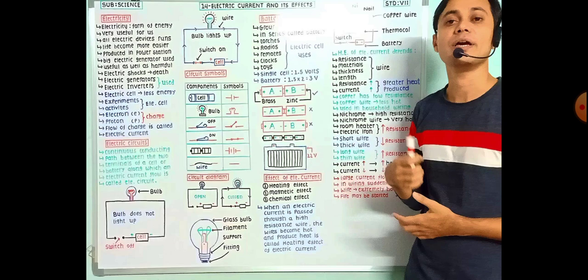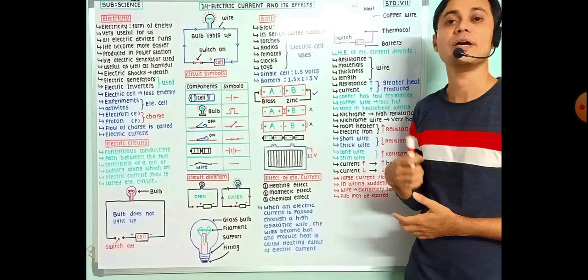So first of all, electricity. Students, we all know that electricity is one form of energy, right? And it is very helpful for us because all electrical devices run with the help of electricity. Life becomes easier by using these kinds of devices.